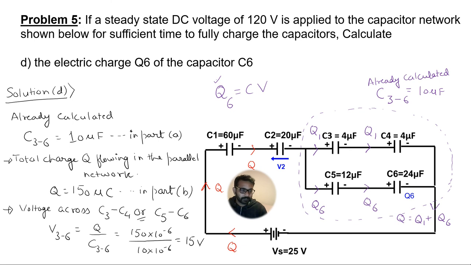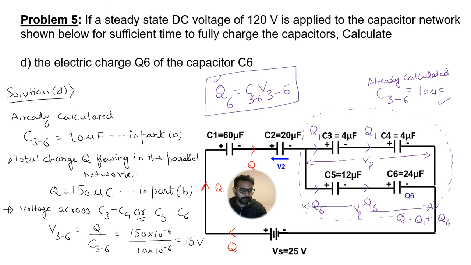Now, one thing which, if you remember about parallel circuit, is the voltage drop across each of the branches. They are the same. So the voltage drop, let's say VP, V parallel, they are the same. Basically our aim is to find the voltage drop across all these capacitors from 3 to 6, and the equivalent capacitance from C3 to C6 we have already calculated, and that came out to be 10 microfarads. So if we use this formula here, we should be able to find the charge Q6.